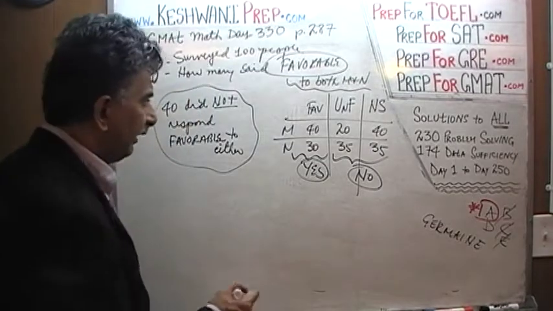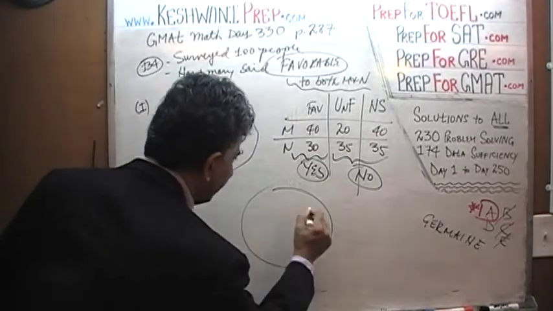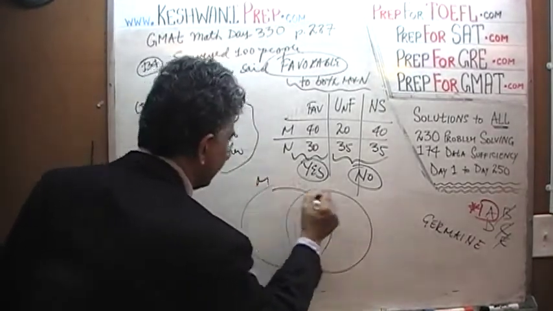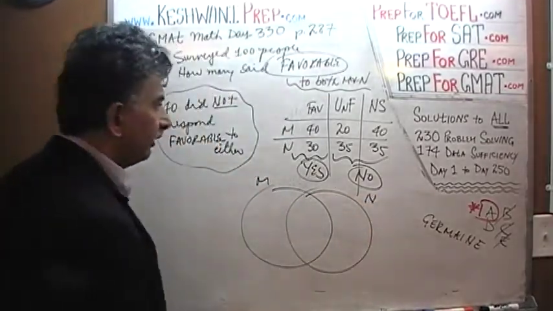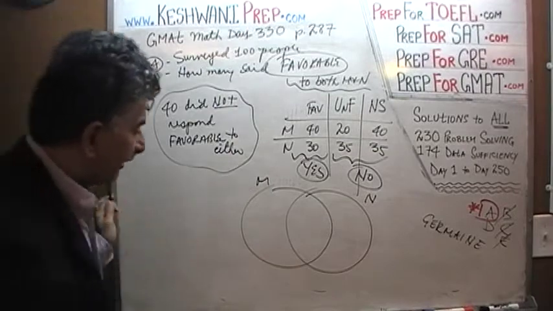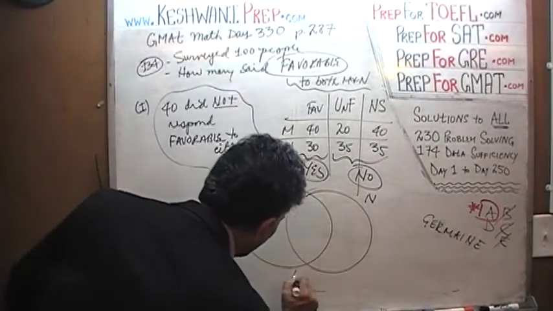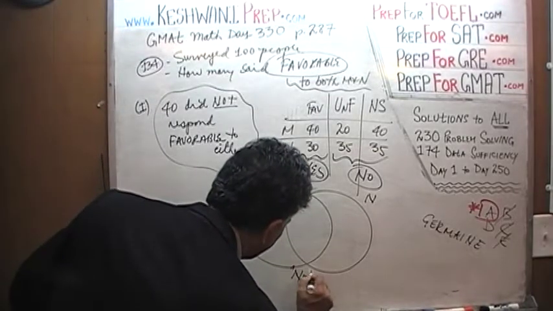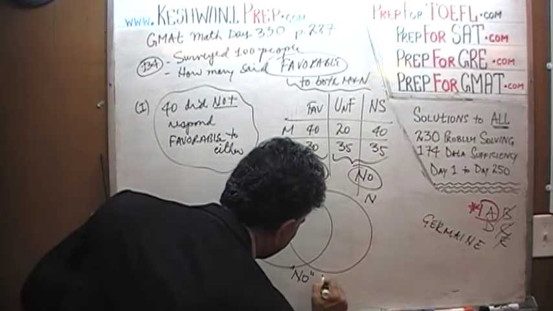So let's do the Venn diagram now. So here is our candidate M. Here is our candidate N. And we're interested in how many said favorable. Let's look at how many said no. We're looking at no answers.